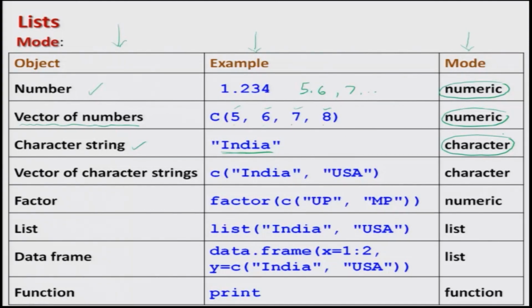And similarly, if I try to take more than one character at a time, they can be combined through the C command in a vector. For example, here I take two characters, India and USA, and I combine them with the operator C. So, this is a combination of the characters, because the combination of a character is also a character, and hence the mode of a vector of character strings is character.